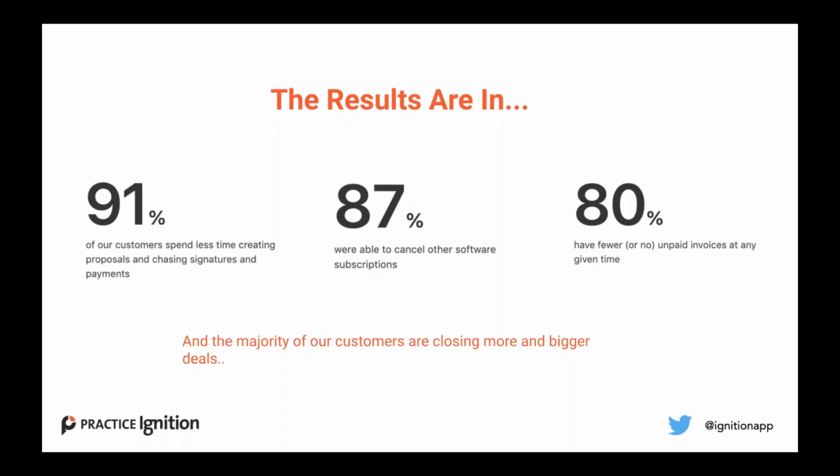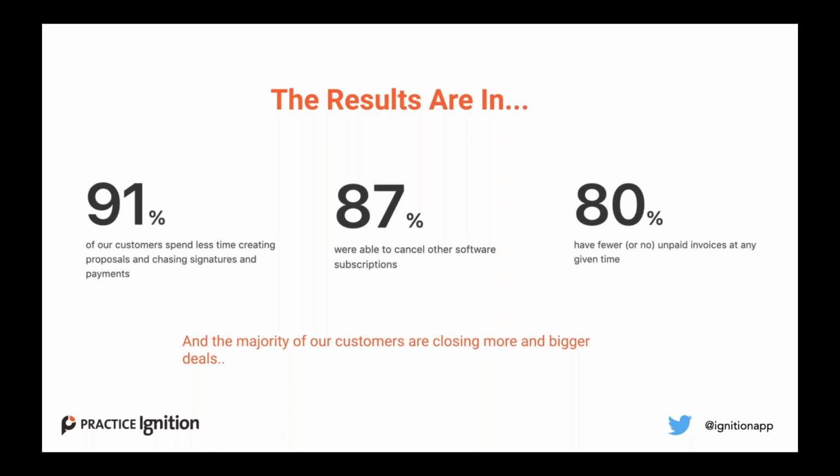Some of the results to crow about, and again, as I said, this is over 3,000 accounting firms, 130,000 active proposals on the platform today. We find 91% of our customers spend less time creating proposals, chasing signatures, and payments. 87% were able to cancel other software subscriptions. I've met firms that use proposal systems, payment systems, and then your accounting system, and then maybe even a forecasting tool, 4 different tools, when really you could manage all of this inside Practice Ignition in one place.